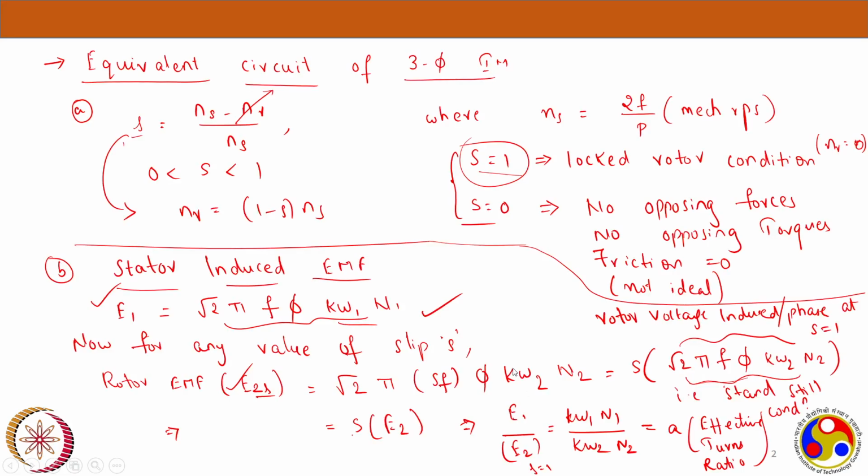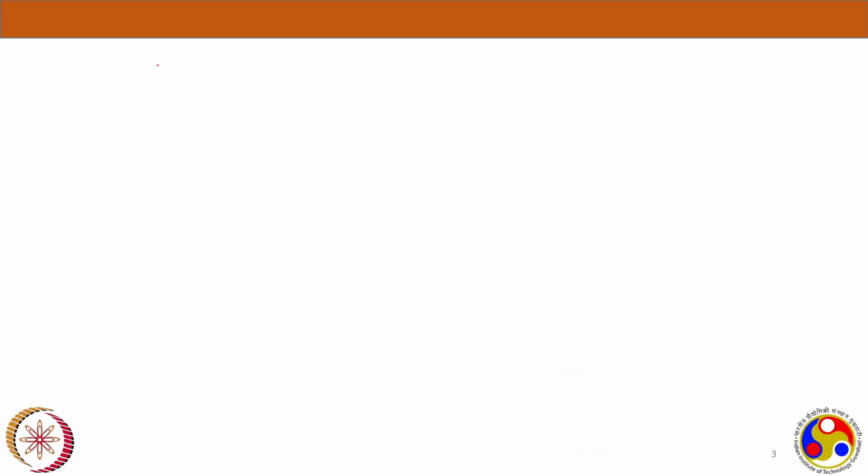N1 by N2 is the turns ratio, but KW1 multiplied by N1 gives you the effective turns on the stator side, and KW2 multiplied by N2 gives the effective turns on the rotor side. So when you take the ratio, it will be the effective turns ratio. That's what I wanted to talk about before starting our equivalent circuit.